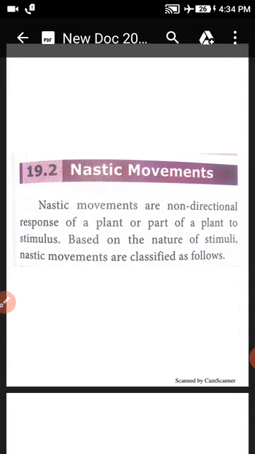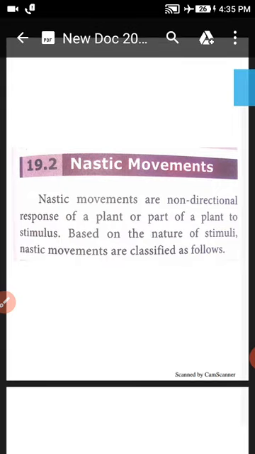Next, hydrotropism, the movement of a plant or part of a plant towards water. Example, the root of a plant. Next, thigmotropism, movement of a plant part due to touch. Example, the climbing vines. Next, chemotropism, movement of a part of a plant in response to a chemical. Example, growth of a pollen tube in response to sugar present on the stigma.